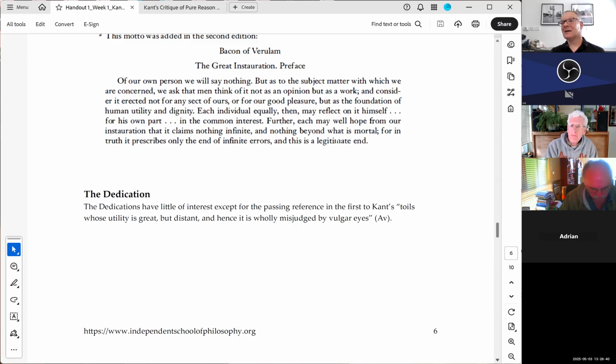Okay, great. And so Kant is following that. Yes, this is why I think it's a really interesting quote, because line for line it reflects things that Kant is doing in a different way, a completely different tenor and different register and vocabulary, but very similar impetus. So that's the dedication. In the dedication to some unimportant civil servant, he just mentions in passing that his works are, quote, toil whose utility is great but distant, and hence it is wholly misjudged by vulgar eyes.